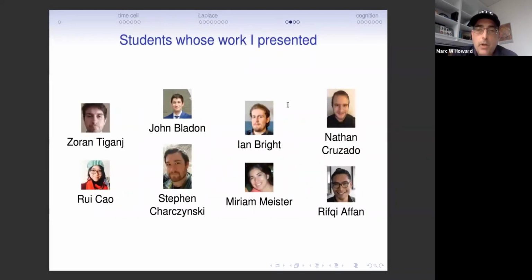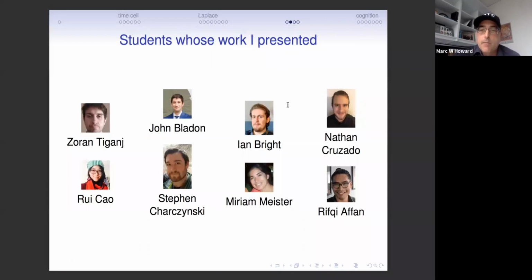Here's people whose work I highlighted today. Zoran Tiganj is currently a faculty member at Indiana University. Ray is a postdoc in my lab. Jay Bladen used to work with Howard Eichenbaum, and is currently a postdoc at Brandeis with Shantanu Jadhav. Steve Czerzinski is applying to graduate school. And so if you're looking for a PhD student, Stephen might be the one you want.